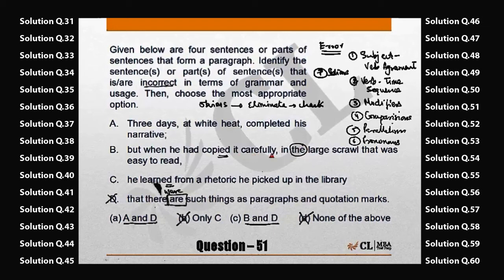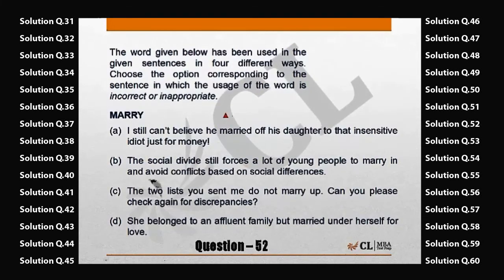Okay, but when he had copied it carefully in the large scroll, it would be in a large scroll. It's the issue with the article used. So if you're able to identify this, then you will say B and D is the right answer choice. Let's look at 52. This is either you know or you don't know. Nothing can be done with questions like this.